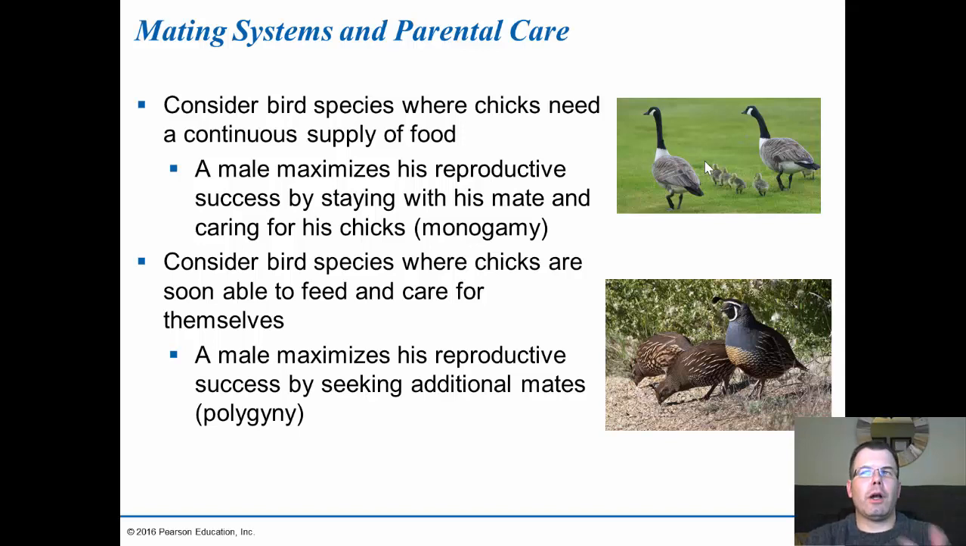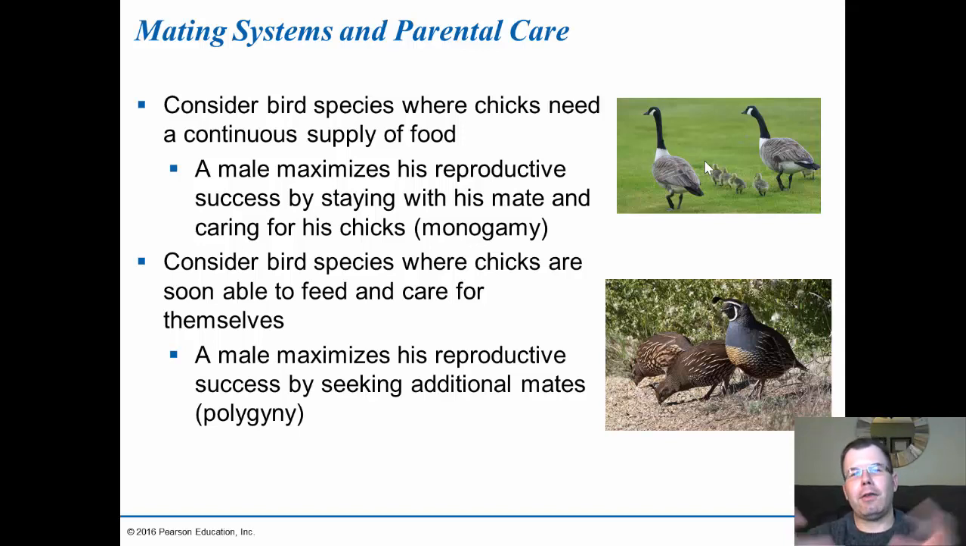In a species where, again, the chicks are soon able to feed and care for themselves, you're going to have a relationship where you either have polygyny or polyandry, where males are going to mate with multiple females, or in the opposite situation, females are going to mate with multiple males. And so you see that situation.